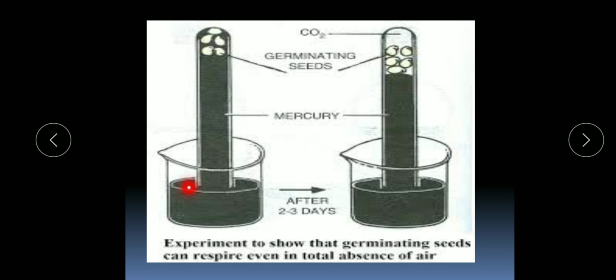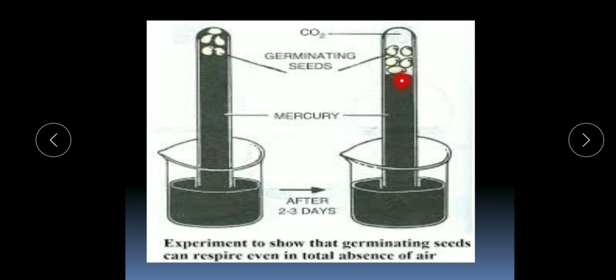The beaker is filled with mercury, the test tube is also filled with mercury, and with the help of forceps, the soaked and peeled off bean seeds are introduced at the tip of the test tube. So after 2 to 3 days, what is the observation? The level of mercury decreases.